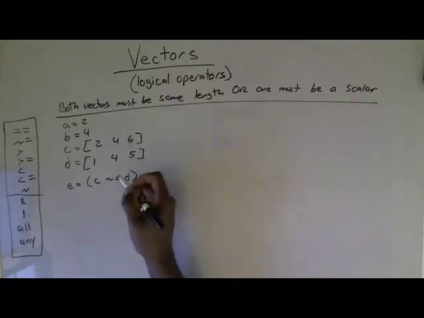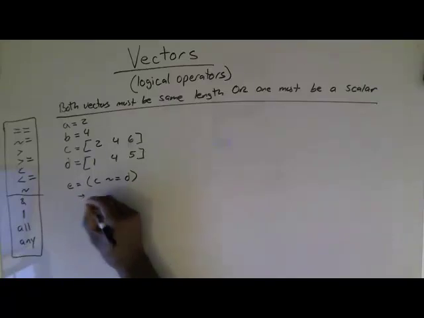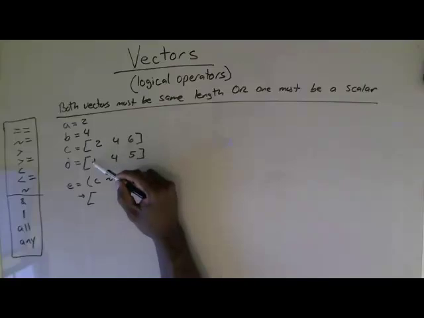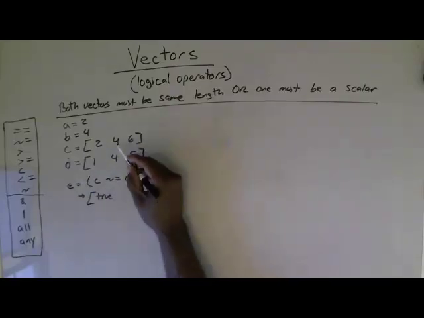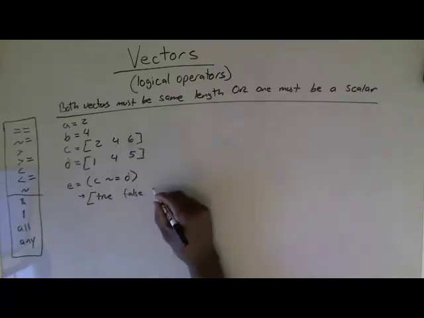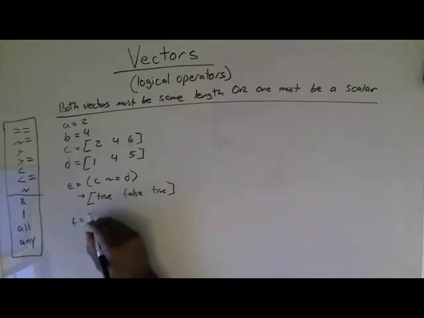Once again, they have to be the same length. This is a vector to vector operation, and that's going to do an element by element comparison. Is 2 not equal to 1? Well, that's true. Is 4 not equal to 4? Well, that's false. Is 6 not equal to 5? Well, that's true. Okay.